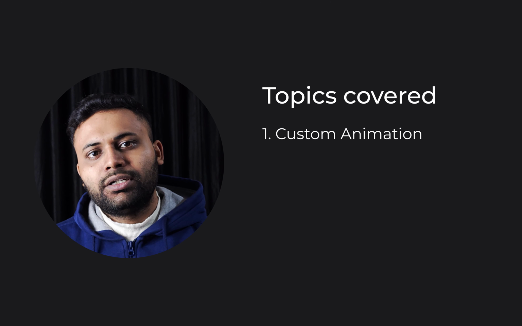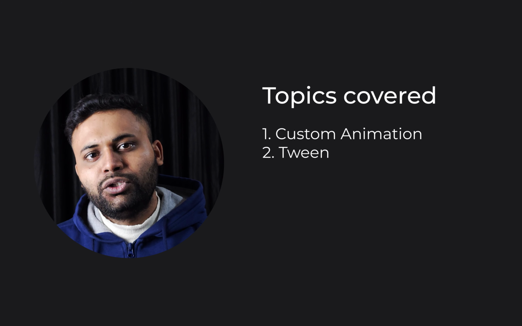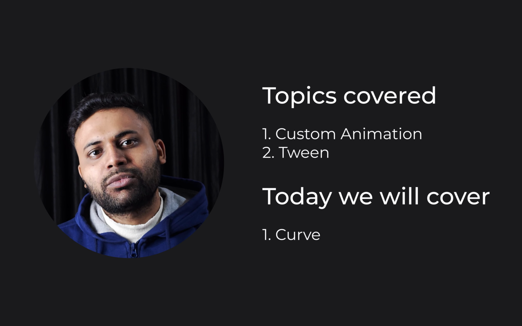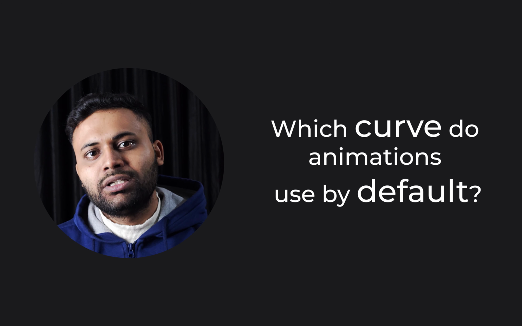So far, we have learned how we can use animation controller to create a custom animation. Then we utilize tween to optimize our animation. Now we are going to introduce some curves to the animation. By default, all the animations use a linear curve.